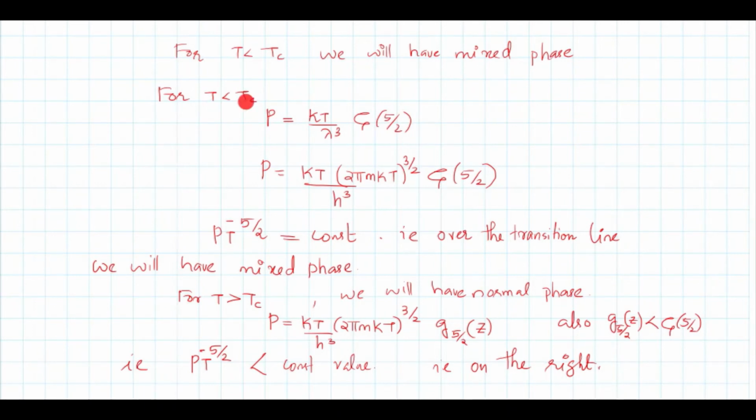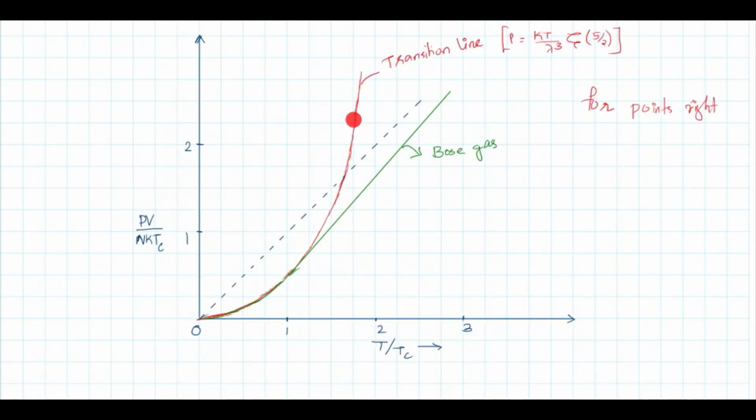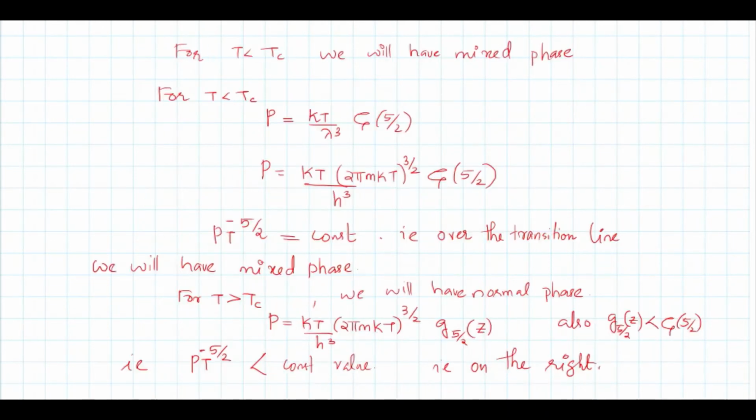And for T less than Tc, we already know that this equation is valid: P equal to kT by lambda cubed theta of 5 by 2. And that red line in the graph is exactly that equation. So this red line shows the mixed phase. This red line is applicable for T less than Tc. So that red line shows the mixed phase.